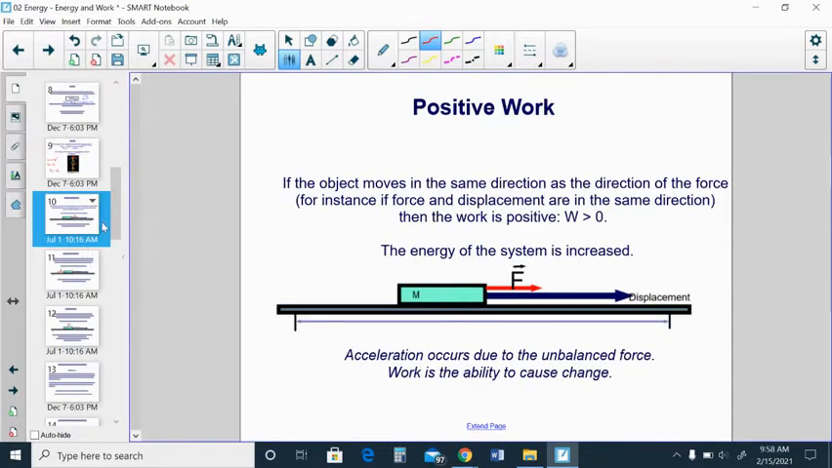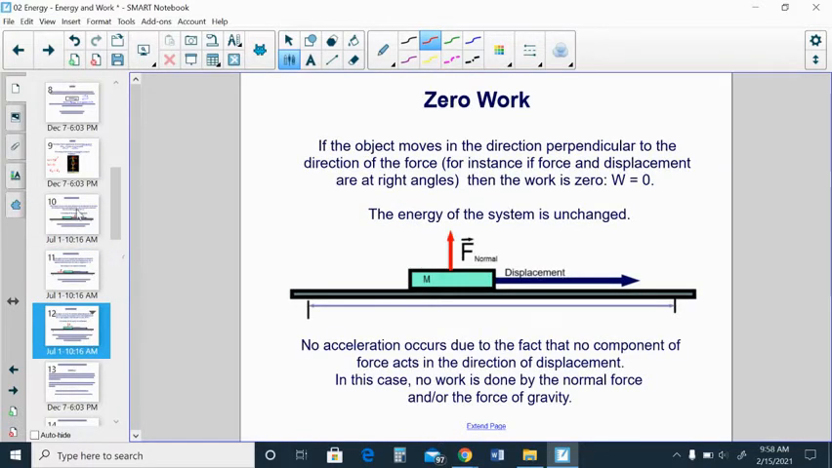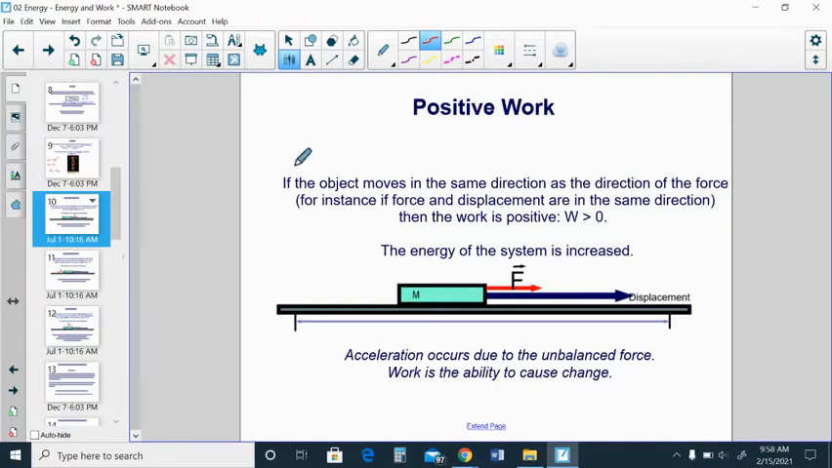Now, 3 important examples of work. We're going to go through them very quickly. We've got positive work, negative work, and then 0 work. So for positive work, this is when the object moves in the same direction as the direction of the force. So if the force and displacement are in the same direction, then the work will end up being positive. So the work done is going to be greater than 0. As a result, you would increase the energy of the system.